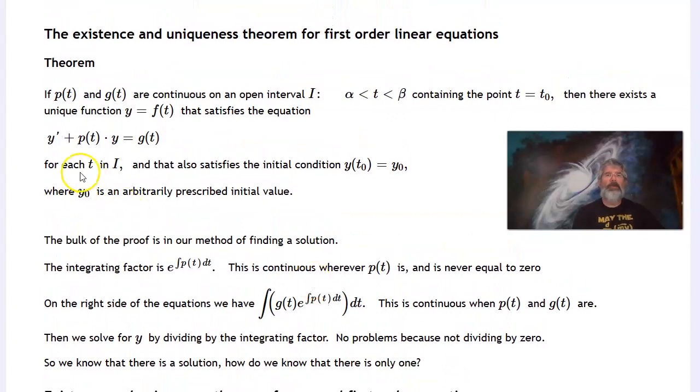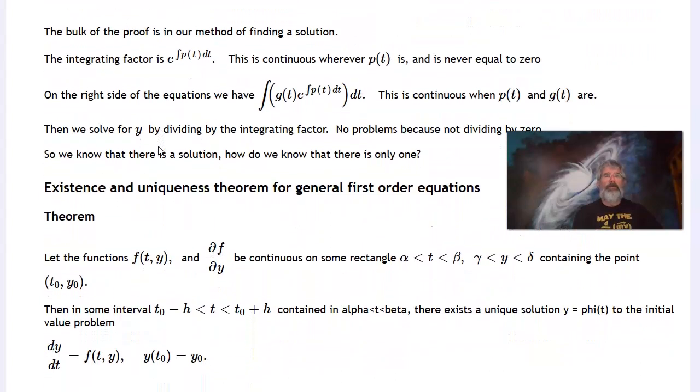If you know, you can look right at the equation. You can say, hey, I know where P is continuous, I know where G is continuous, so you know where both of them are continuous. And then you can say, okay, so my solution will be continuous in that same interval.